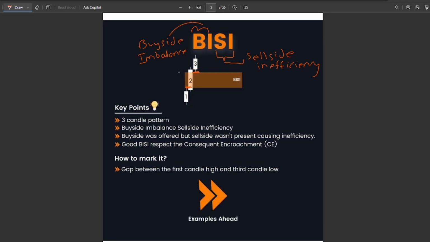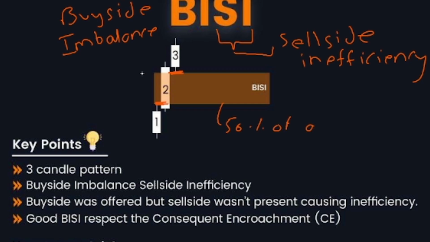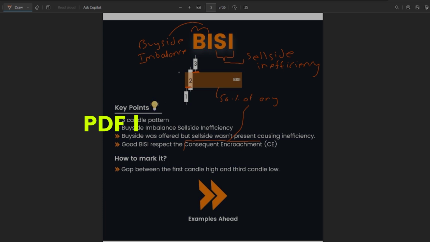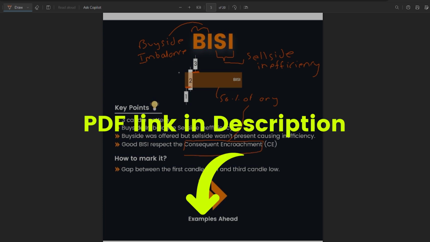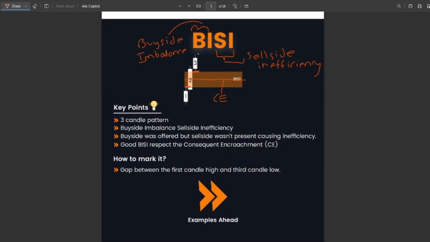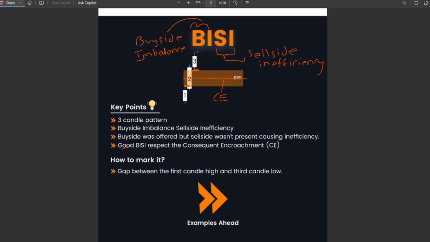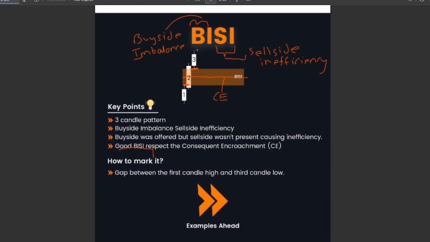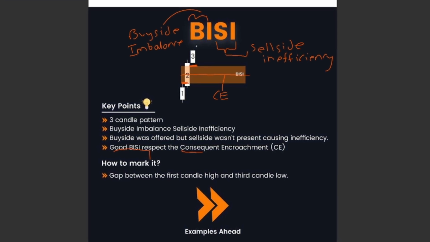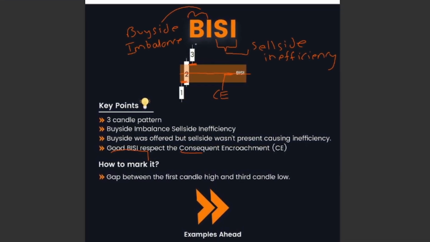Also, an important thing to remember is that 50% of any fair value gap is known as consequent encroachment. As you can see, it is written in the notes here. You can download this PDF from the link in the description below. A general rule to remember here is that good fair value gaps would respect this 50% level, or consequent encroachment level. I hope it is clear.